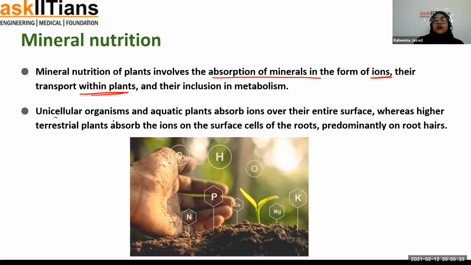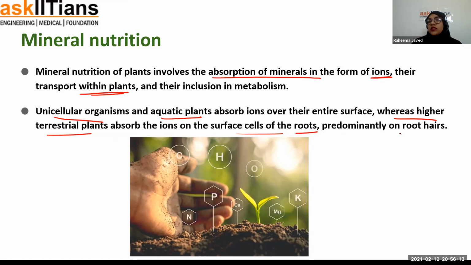So, unicellular organisms and the aquatic plants, they absorb ions over the entire surface. But if we talk about the higher terrestrial plants, the major type of plants which are inhabiting the earth right now, they absorb the ions on the surface cells of the roots. Roots are the major absorbing organs in the terrestrial plants. They are absorbing water through the soil. So they absorb water, and along with water, they absorb the ions which are mixed in water through the roots.